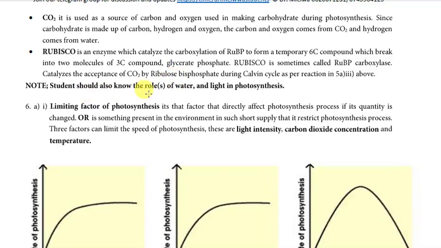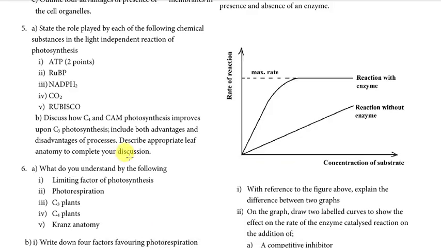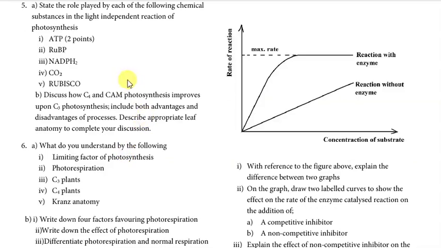Now, note that students should also know the roles of water and light in photosynthesis. All of these are different questions which can be asked in the exam. So question 5B: discuss how C4 and CAM photosynthesis improve upon C3 photosynthesis. Include both advantages and disadvantages of the process. Describe a property, leaf anatomy, to compare in the discussion.